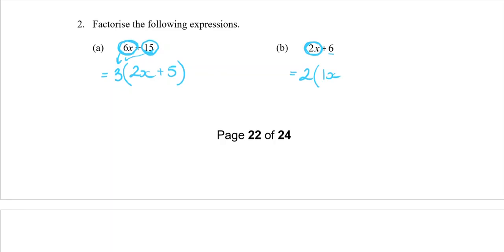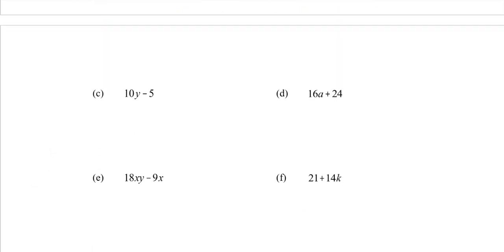But instead of writing 1x in algebra, we prefer to just write x because it's more simplified. Then plus 6 divided by the 2 makes 3. Close bracket. On to the next page, we'll do some more practice.